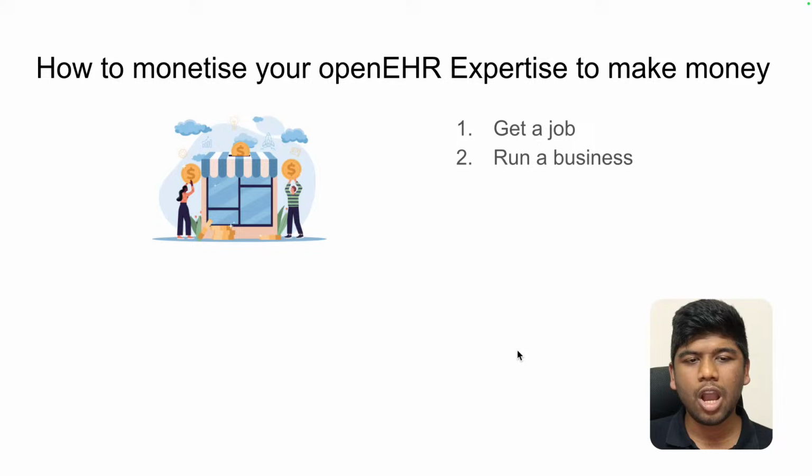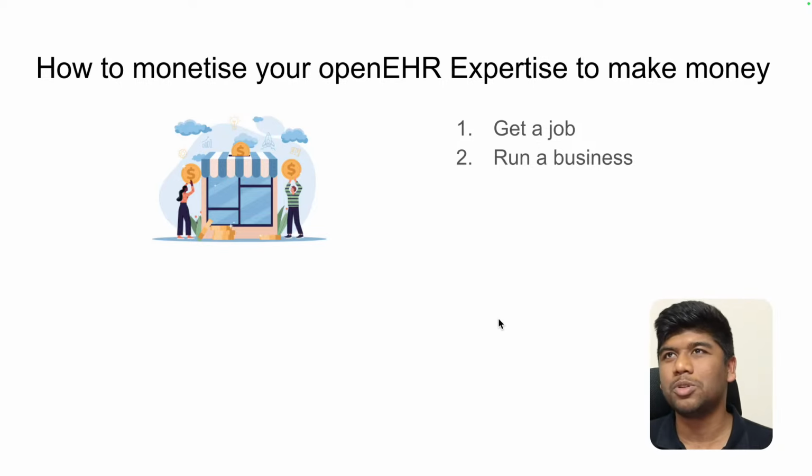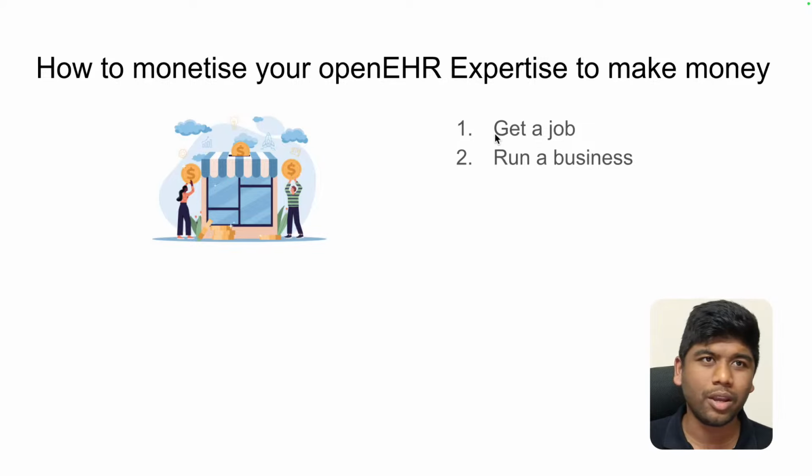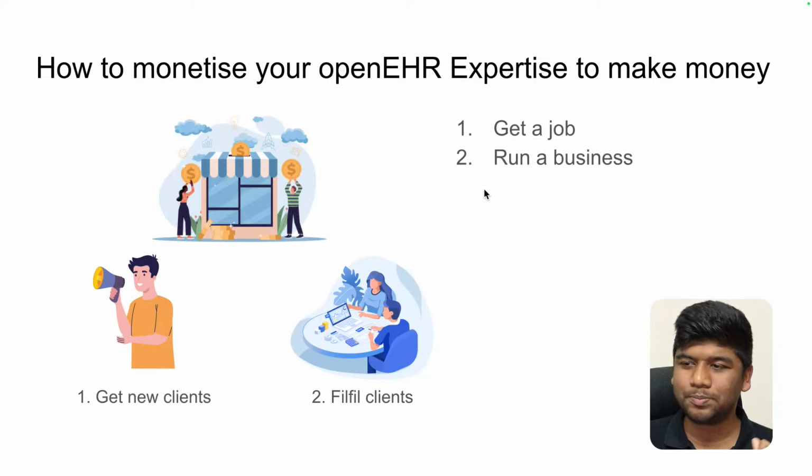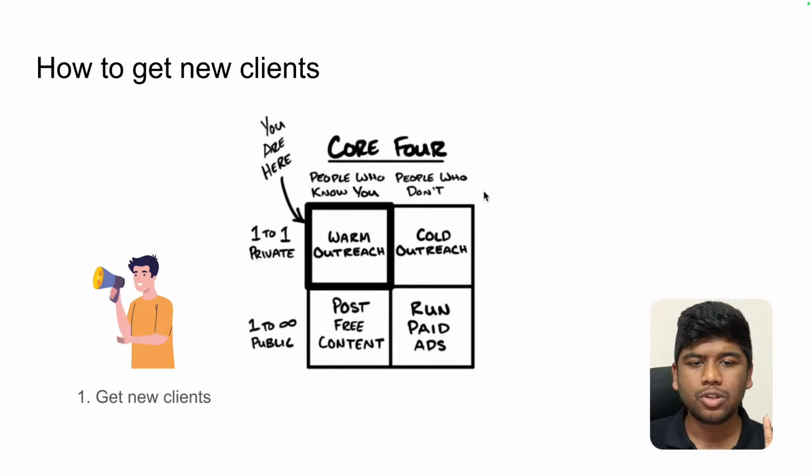Now, the second thing is running a business. This is what I've done a lot more of. I don't have that much experience going and getting a job. I've never gotten a job, but I've run a business the last 7 years. So I can maybe talk a little bit more about that with confidence. So the first thing is, again, getting new clients and then fulfilling existing clients. That's it. If you are able to do both of these well, you have a business. Okay. So how do you get new clients?